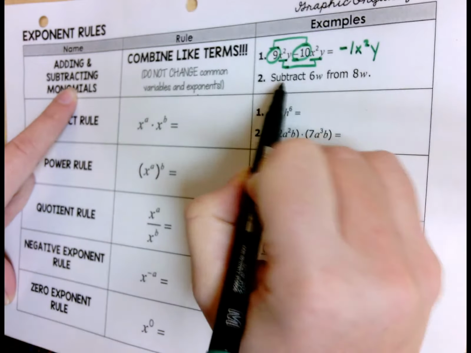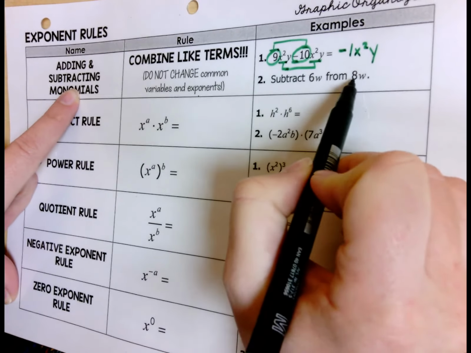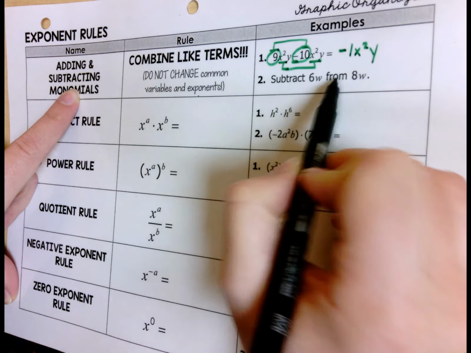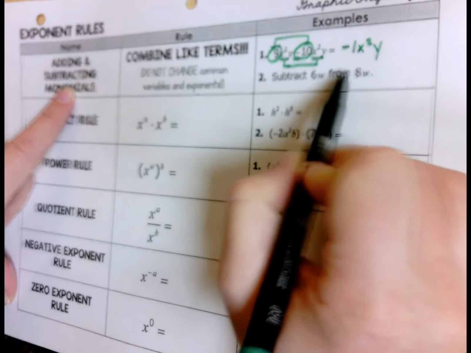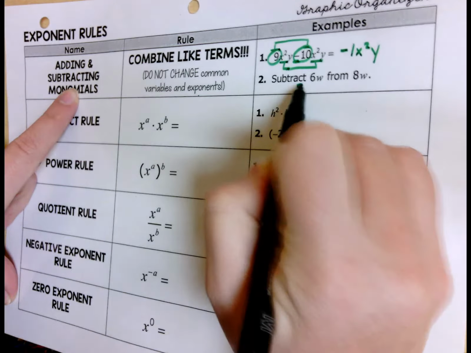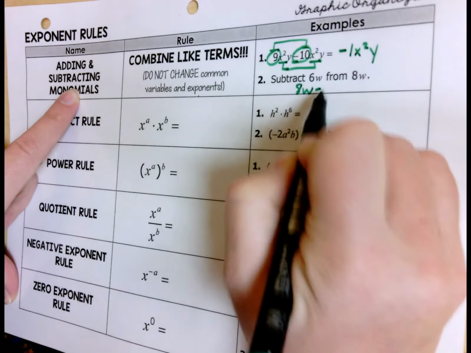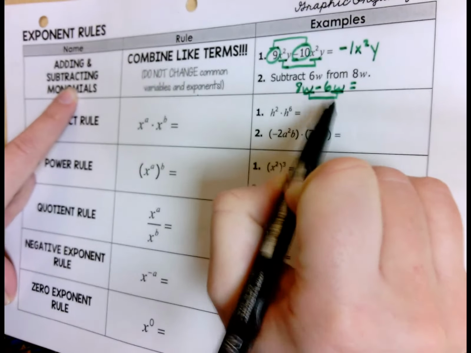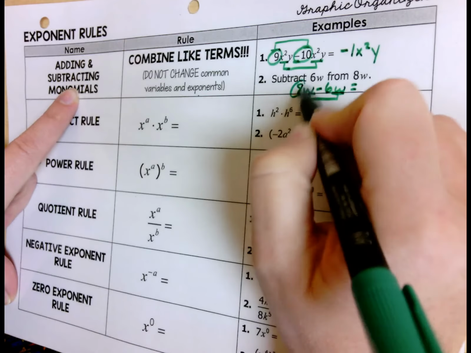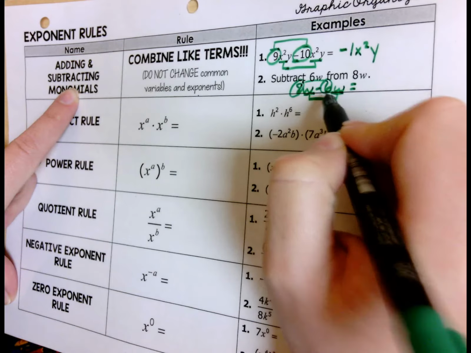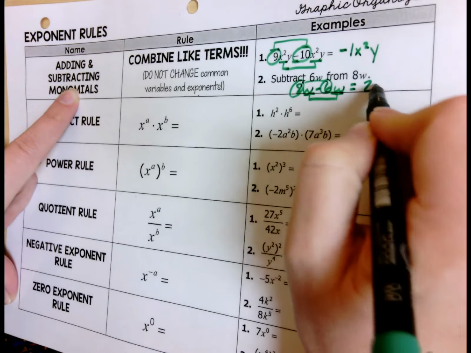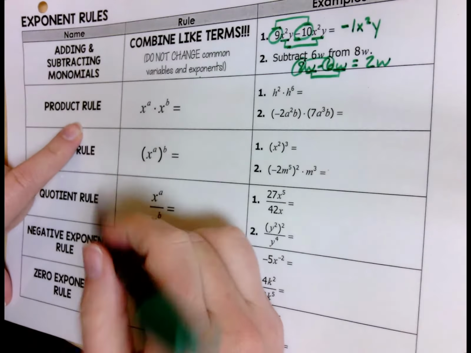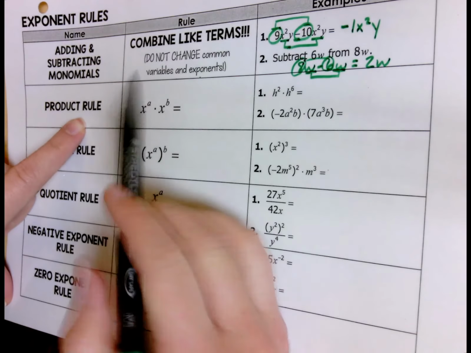Okay, now subtract 6w from 8w. From is a turnaround word, meaning normally you would do just 6w minus 8w. But because it says from, that means we're starting with the 8w. So it's going to be 8w minus 6w. The w's are the same. They're like terms, so all we're going to worry about is subtracting these coefficients. So 8 minus 6 is equal to 2. The variable stays the same. Now, when we start dealing with the other operations, we're going to start making changes to the exponents.